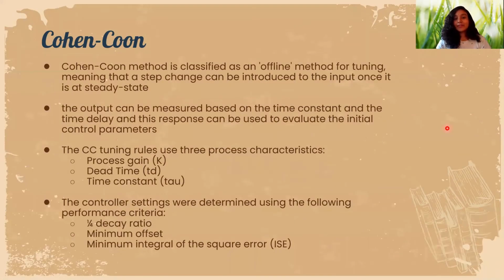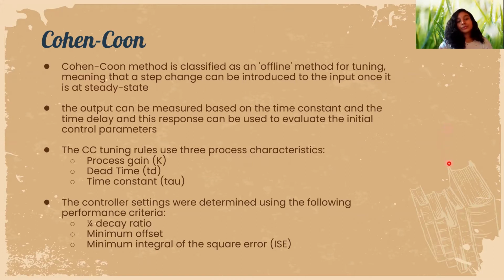Cohen-Coon method is classified as an offline method for tuning, meaning that a step change can be introduced to the input once it is at the steady state. The output can be measured based on the time constant and the time delay, and this response can be used to evaluate the initial control parameters.